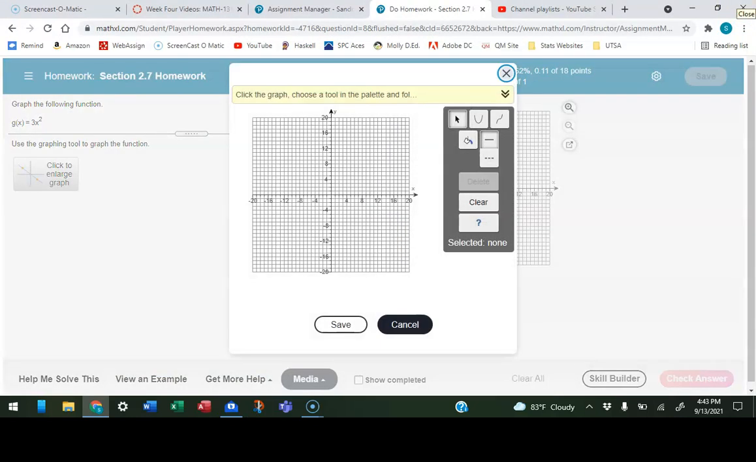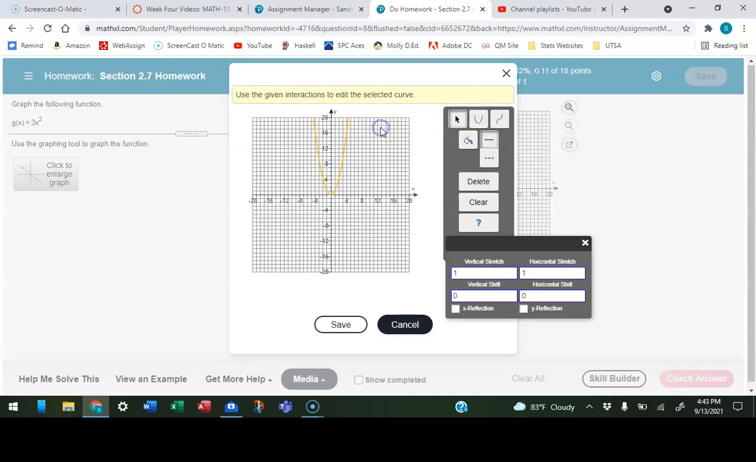When I go to click and enlarge, notice that you've got 2 options. I've got a parabola, which is what the x squared is, or I've got an x cubed. Mine is x squared. It says, click the graph to plot your curve. You can click anywhere, and it's going to plot your parent function. Now I've got some questions to answer. Is there a vertical stretch? Yes, there is. It's a 3. So watch what happens.